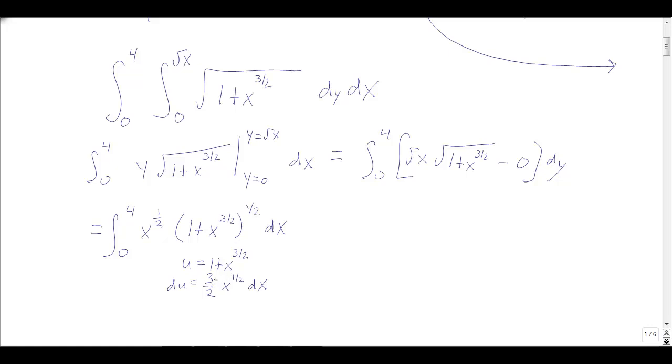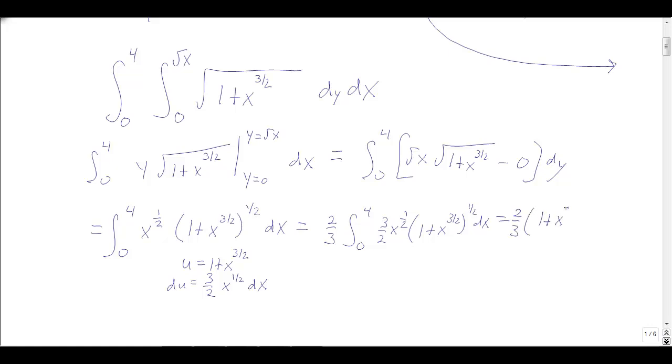I need to get a 3 halves x to the 1 half. So what I can get is a 2/3 on the outside times 3 halves x to the 1 half. So the 2/3 times 3 halves would cancel, but I need that 3 halves to fit here. And I get 1 plus x to the 3 halves to the 1 half dx.